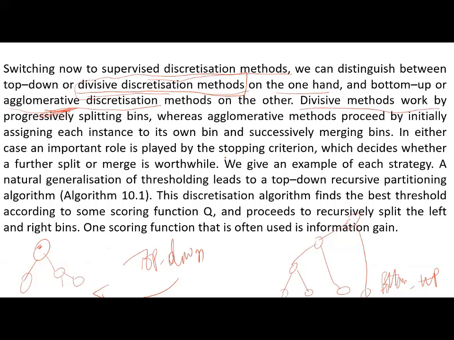Divisive methods work by progressively splitting bins. This is called progressively splitting bins. Whereas agglomerative methods proceed by initially assigning each instance to its own bin and successively merging the bins.